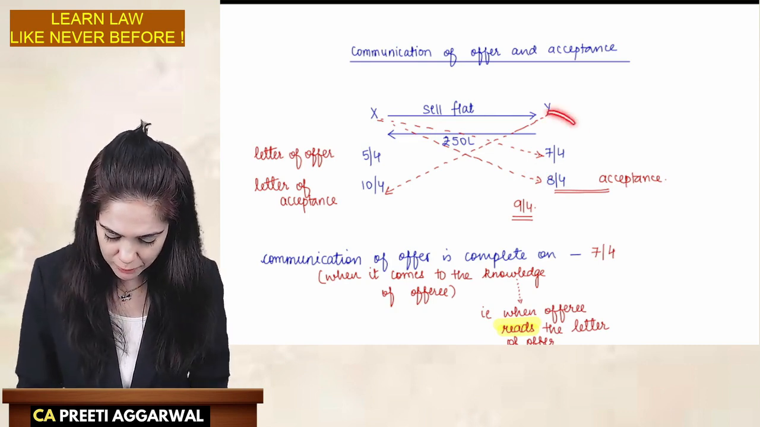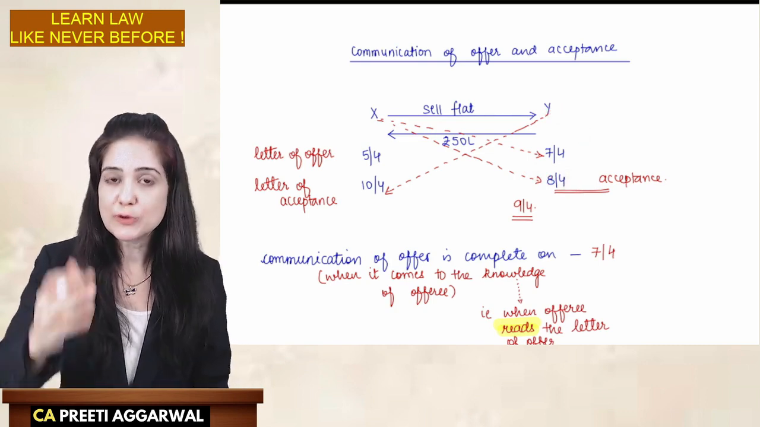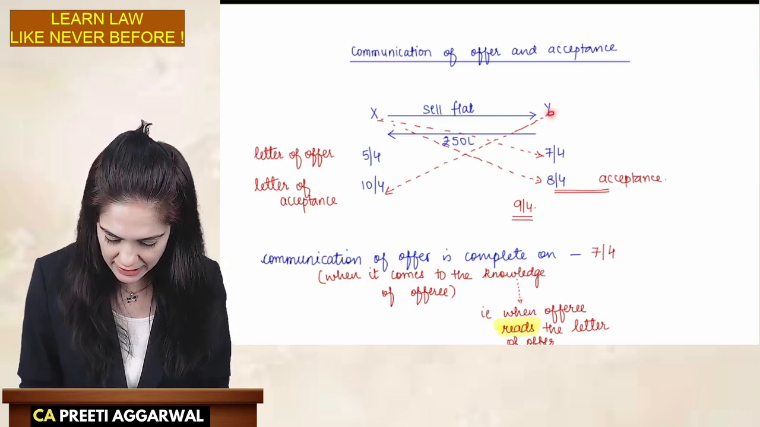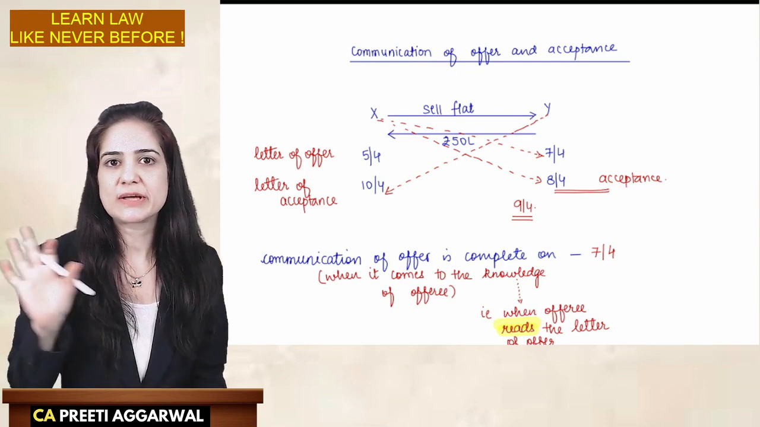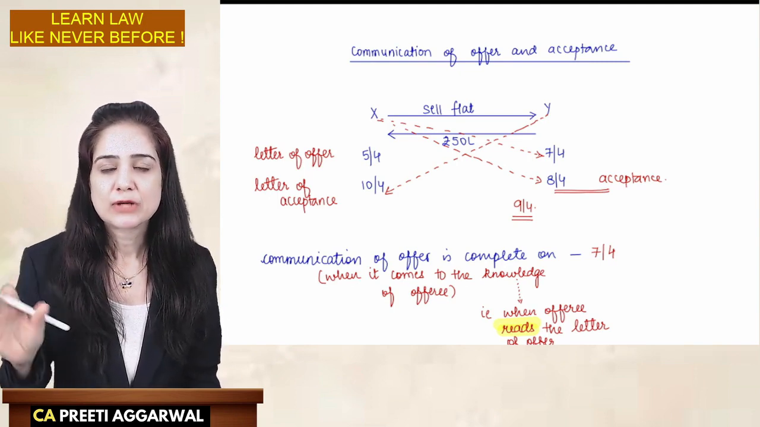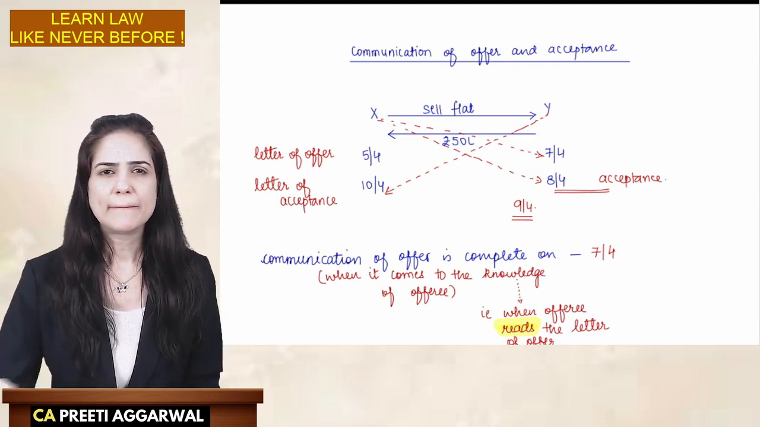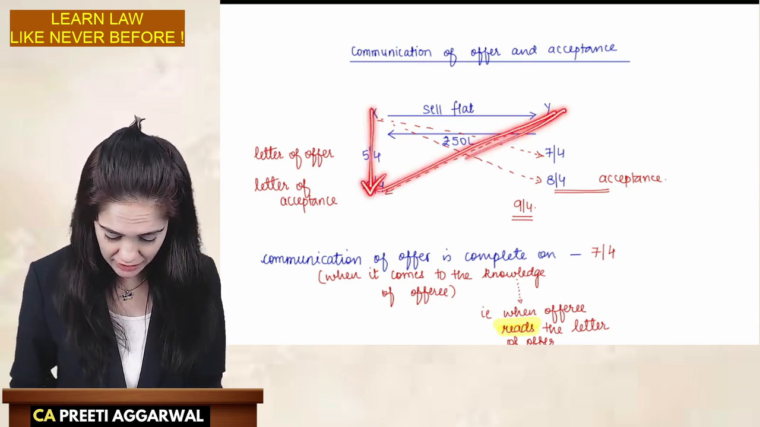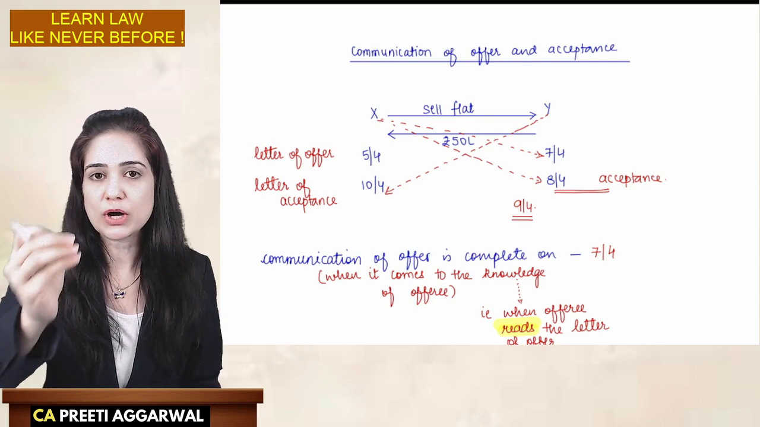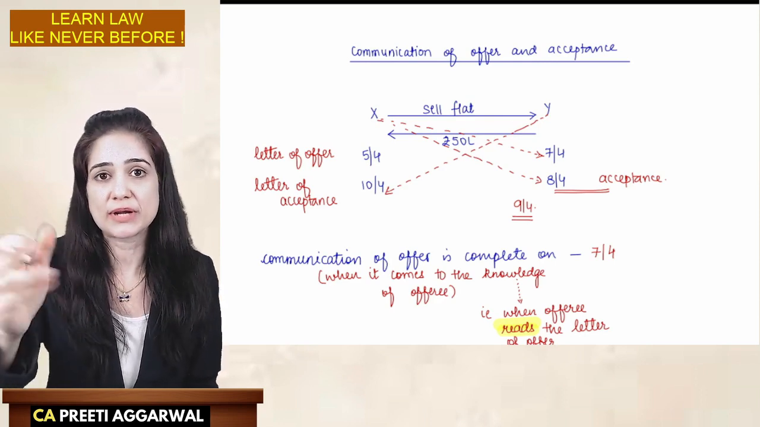Y, you have posted your letter of acceptance. Now you want to revoke. Try that the revocation reaches before 10th, before the letter of acceptance reaches X. So revocation must be by a faster means of communication, because once the letter reaches X, then you will not be able to revoke. Then for you, acceptance is completed, contract is made.